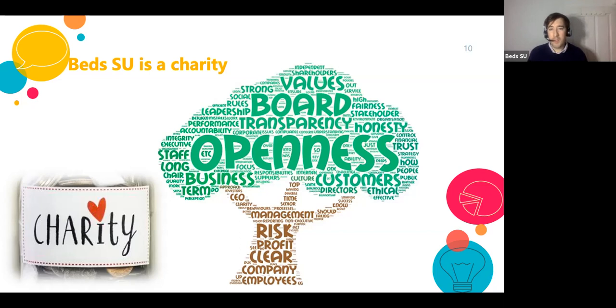So whilst we're a democratic organisation, we're still a business. People get paid salaries. We provide these services to students, all of which needs managing, and the operations of the union need to be well put together. You may not be aware, but BEDSSU is a registered charity. It is a charity registered with the Charity Commission, and it operates in that way.